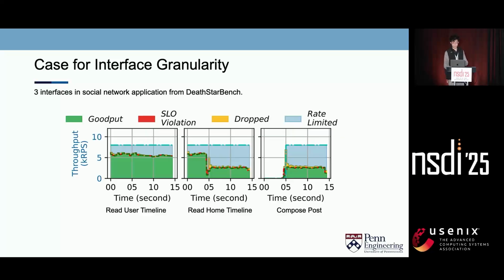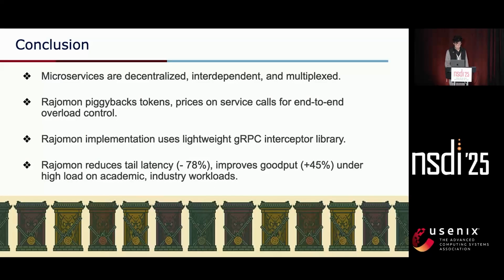Okay, this is the final slide. This shows the 4th desideratum, where Rajomon can actually handle multiple interfaces. This is a social network application with 3 different interfaces. After the 5th second, we added the 3rd call, compose post, which overloaded the system. But Rajomon can, as I promised, distinguish different interfaces and smoothly transition from the previous state to the new state, where it asks the 2nd and the 3rd call to back off, whereas protecting the read user timeline from being affected at all, with very smooth, good throughput and latency. Okay, that's it.